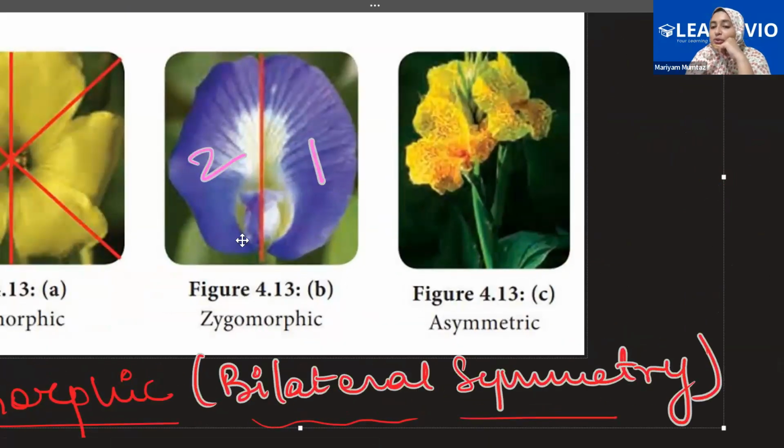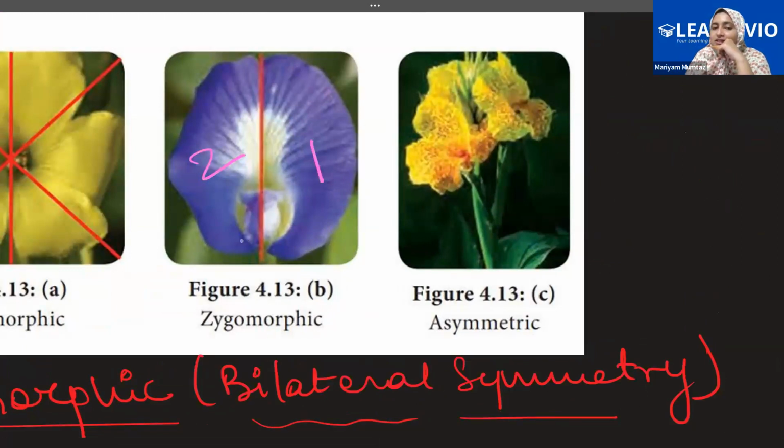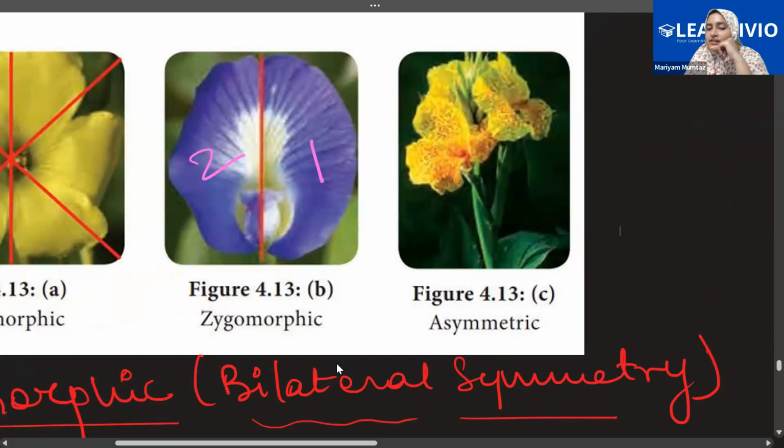Have you heard about blue tea? This is an edible flower. See, when you cut it in the middle, it gets divided into equal halves. So that is zygomorphic, or bilateral symmetry.